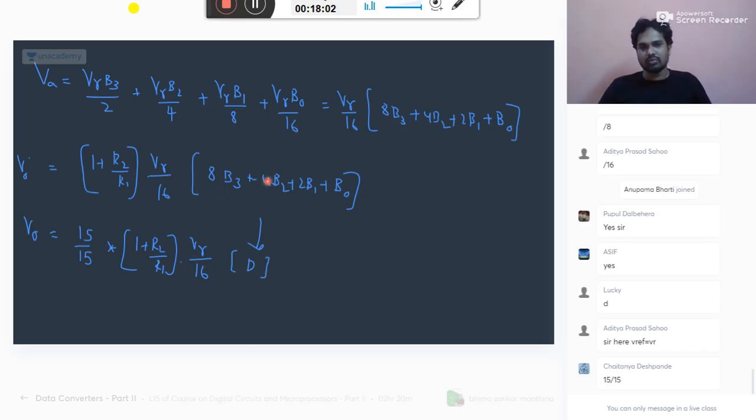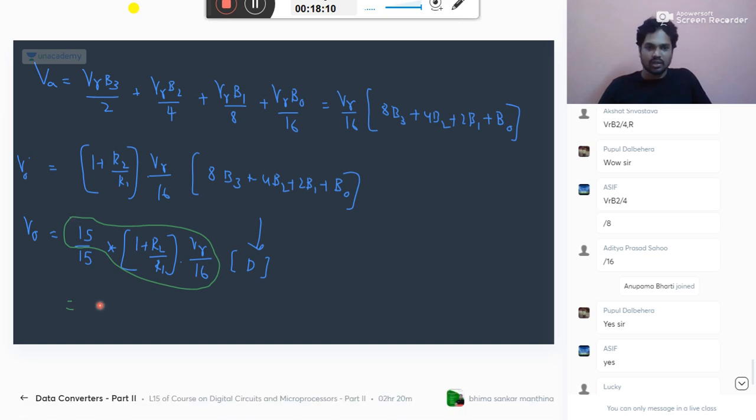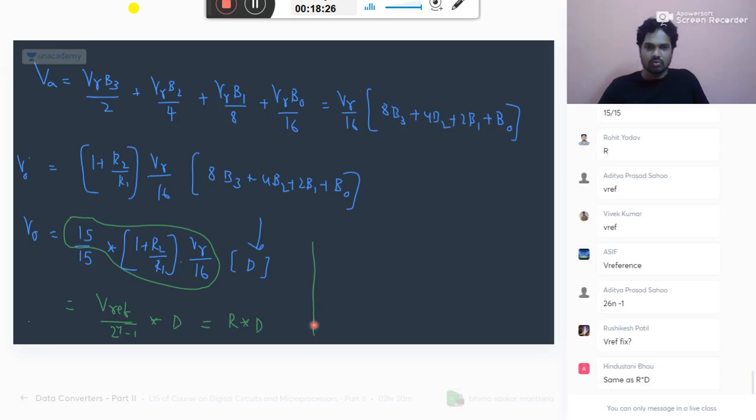Based on B3, B2, B0, whether it is 0 or 1, you will get that whatever you are having. This part is there now. This will be replaced by V reference by what is that? 15 can be written as 2 power 4 minus 1 into decimal equivalent. That is resolution into decimal equivalent. Here what is V reference? It is 15 by 16 into 1 plus R2 by R1 into VR by 16. Sorry, VR.